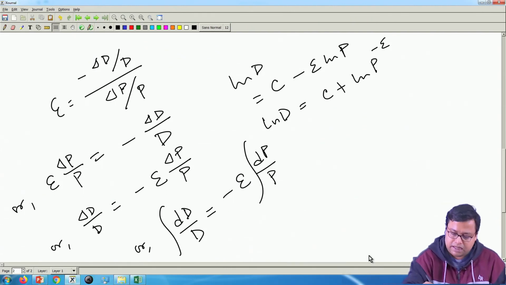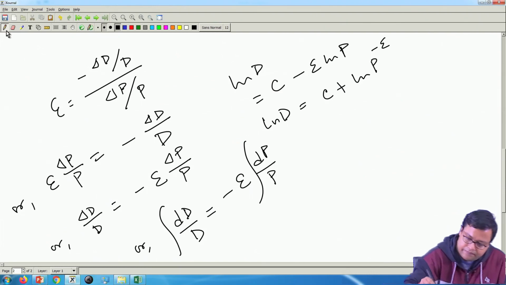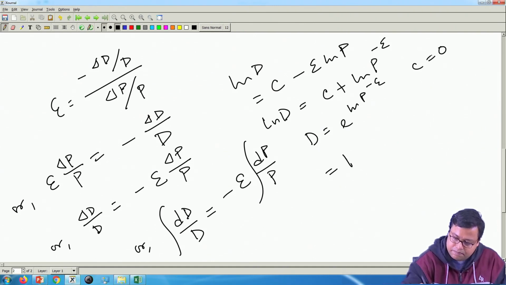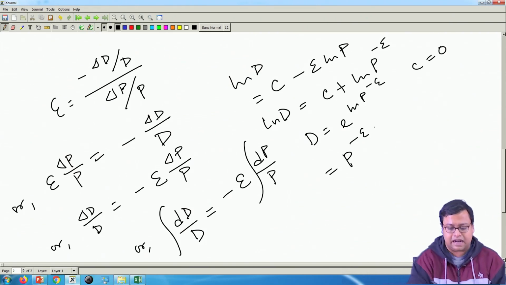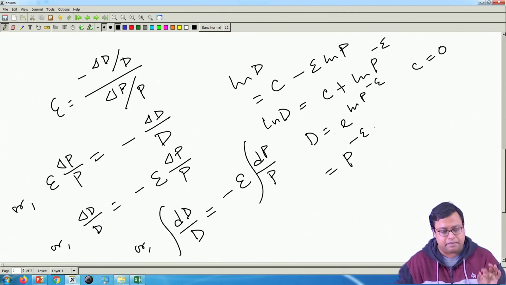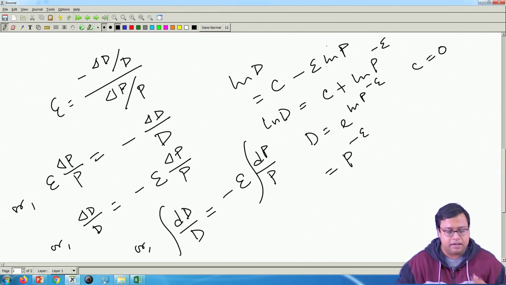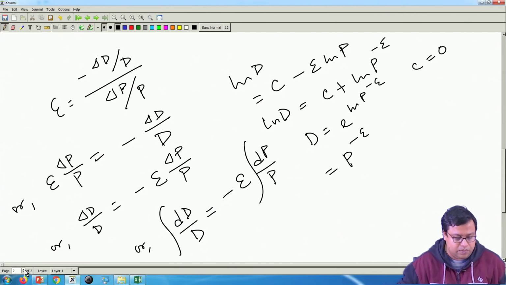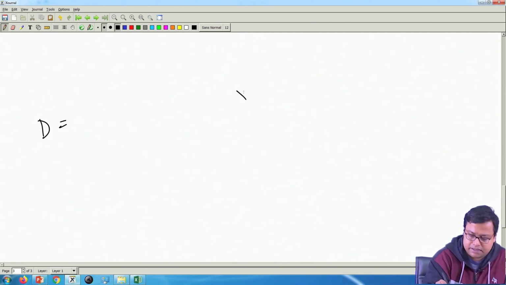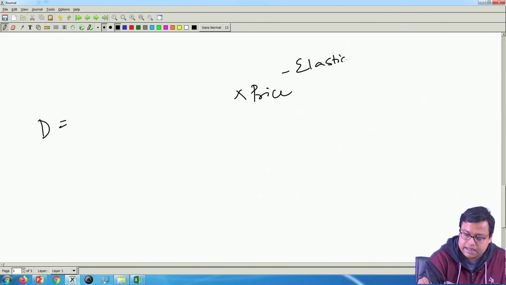Fair enough. So, then d is basically equal to, if c is equal to 0, e to the power ln p to the power minus e, basically p to the power minus e. So, that is why all I am getting is demand is some constant into price to the power minus elasticity. Now, that part is clear. The price effect on demand is basically price to the power minus elasticity, assuming that it is your price.